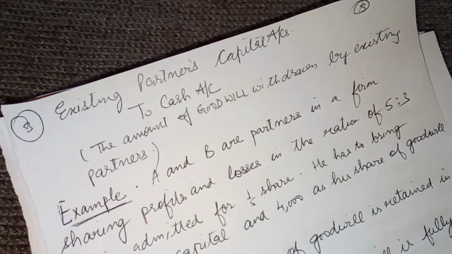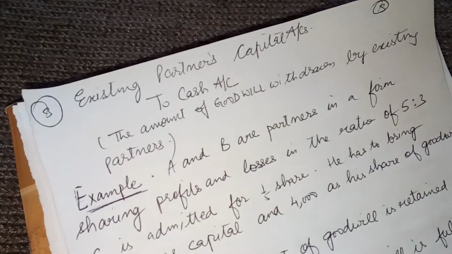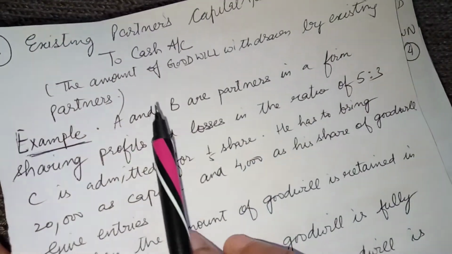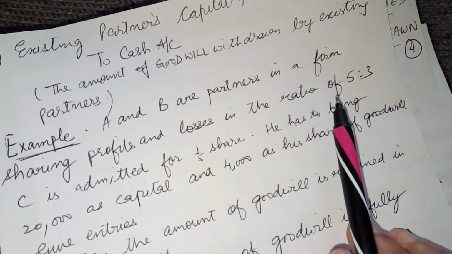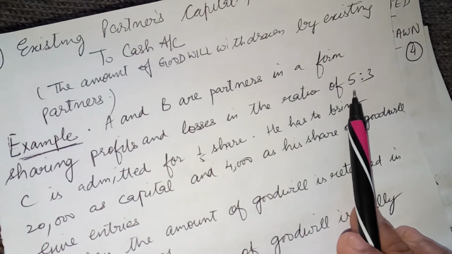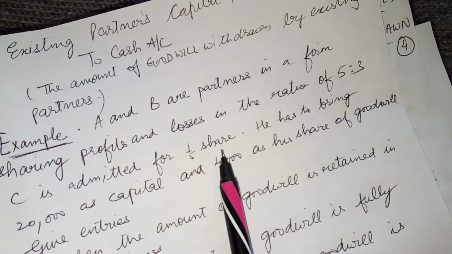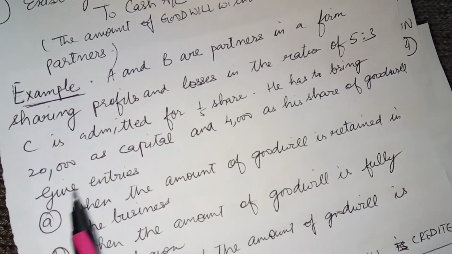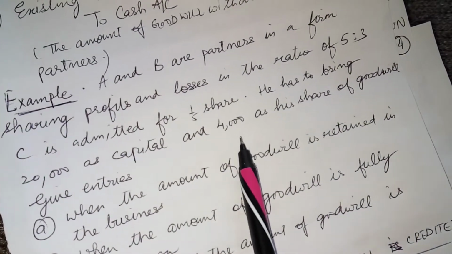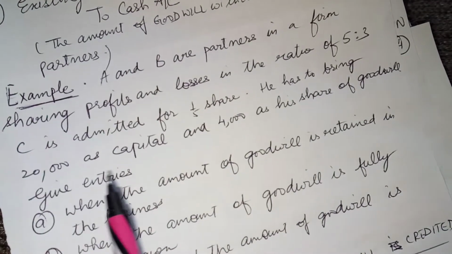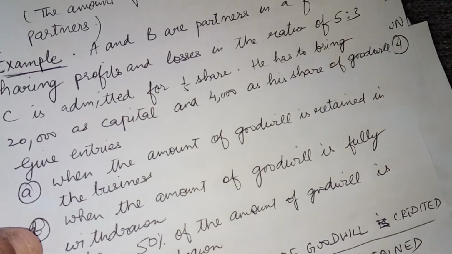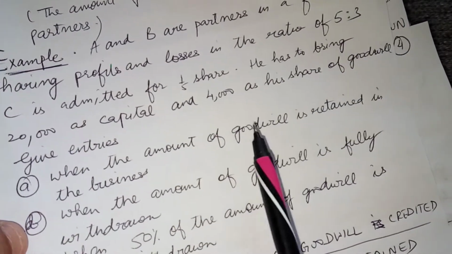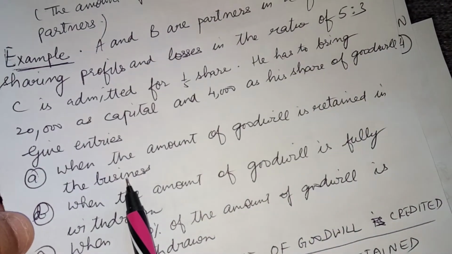Now these points will be more clear with the help of this example. Here, A and B are the partners in the firm sharing the profits and losses in the ratio 5:3. Now C is admitted for 1/5 share. He has to bring 20,000 as capital and 1/4 as his share of goodwill. Now give the entries. Here the various conditions are there. Number 1, when the amount of goodwill is retained in the business.